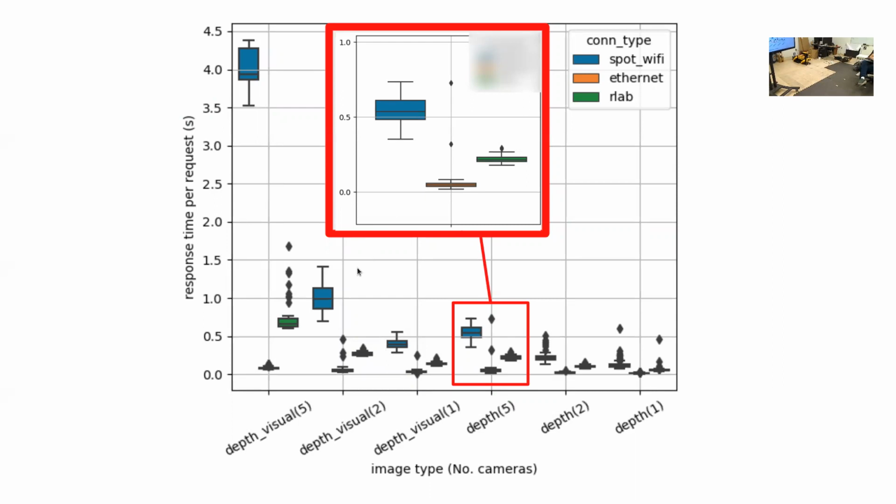The thing is they have different performance or latency. Here's an experiment that I ran a while back, streaming depth images and color images from all cameras at the same time. Higher is slower, like 4.5 seconds. If you use Spot Wi-Fi, it's the slowest. Ethernet, the orange one, is the fastest. RLab is pretty close to Ethernet, but much faster than Spot's Wi-Fi. That's why we're using RLab for the most part.